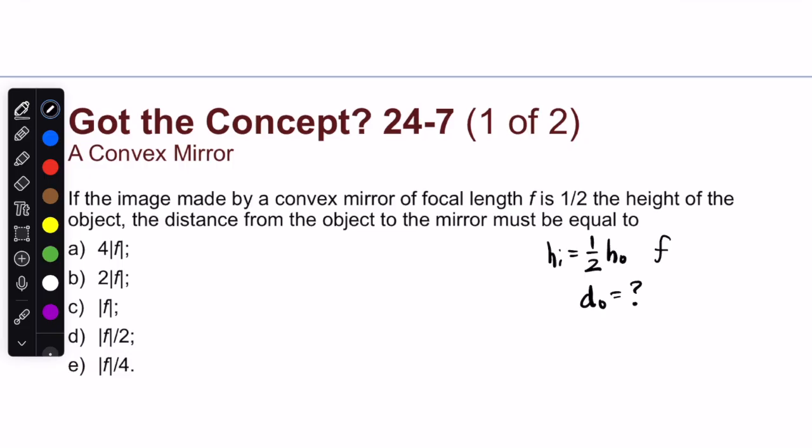So what's do? Here's our 1 over f equals 1 over di plus 1 over do. We're solving for do. We don't know di. We know that f is f. So what is di? Can we figure out what di is? Yes, we can, because we know this relationship and we can use the magnification equation.